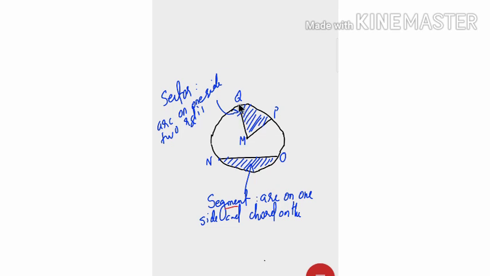Now what is an arc? We studied that this outer boundary is called the circumference. A portion of the circumference is called an arc. You can see this is a portion of the circumference, so this is an arc. This is also a portion of the circumference. So these are arcs.